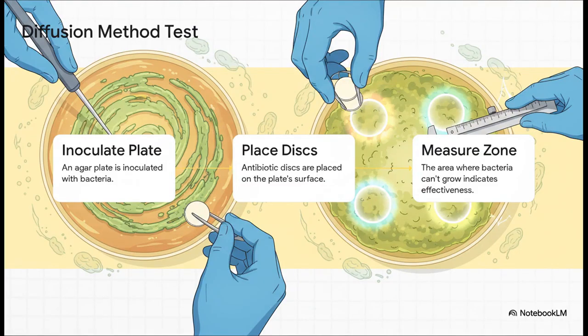So how do we figure out a pathogen's sensitivity? Well, one of the most common lab tests is the Kirby-Bauer method. A sample of the bacteria from the patient is spread all over an agar plate. Then you place these little paper discs on top, and each one is soaked in a different antibiotic. You let it incubate, and if an antibiotic works, you'll see this clear ring around the disc where no bacteria could grow. That clear ring, that's what we call the zone of inhibition.